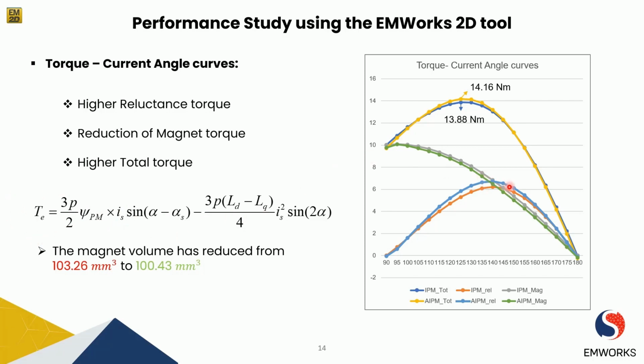And here we increase the reluctance torque at the beginning, and also the magnet torque has been reduced because we use less magnet volume, and it's showing us that we achieved a better torque performance with lower magnet volume, material. And as a result, the ending was desirable, and we achieved a higher torque.